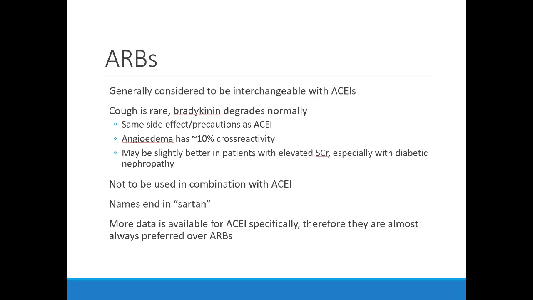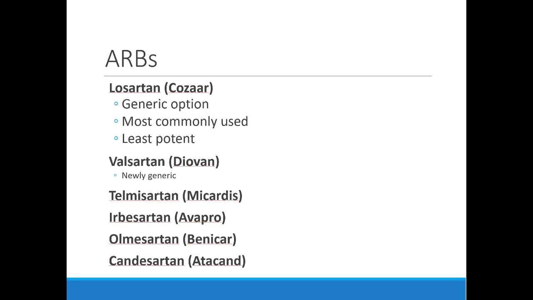Angioedema by itself is quite rare, but there's a 10% cross-reactivity, so we don't give this to people who have had the reaction with an ACE inhibitor. Basically, if you have angioedema to a drug in the ACE or ARB class, you rule out this entire group of medications. You don't use them in combination. Names end in -sartan, like valsartan, losartan. We're going to talk about those in a second here.